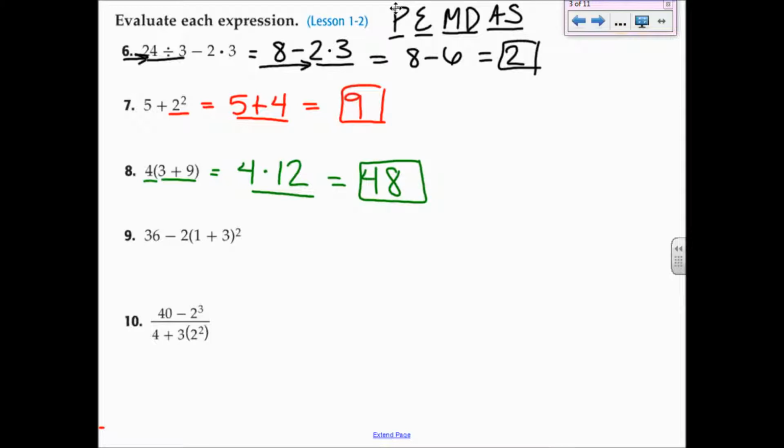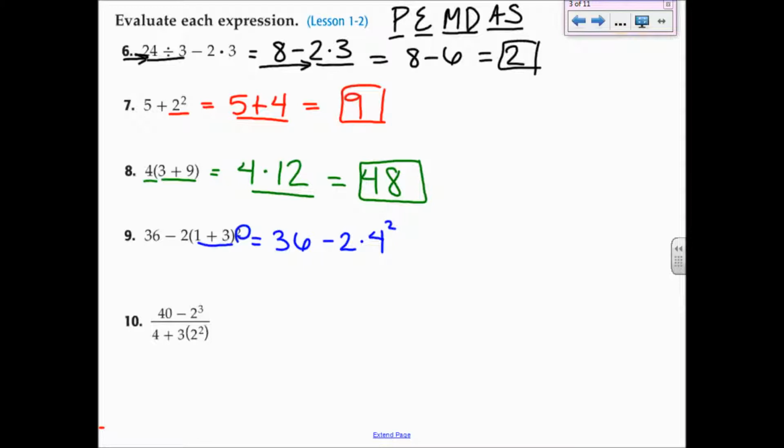In number 9, again, I have parentheses, so I'm going to do those first. 1 plus 3 is 4. Anything that I haven't dealt with yet stays the same. And once I just have a number replacing what's in the parentheses, I can get rid of the parentheses. And since the 2 was next to the parentheses, it's being multiplied. And since the squared was outside, it means whatever number the stuff inside turned out to be is getting squared. So I put the squared on the 4.